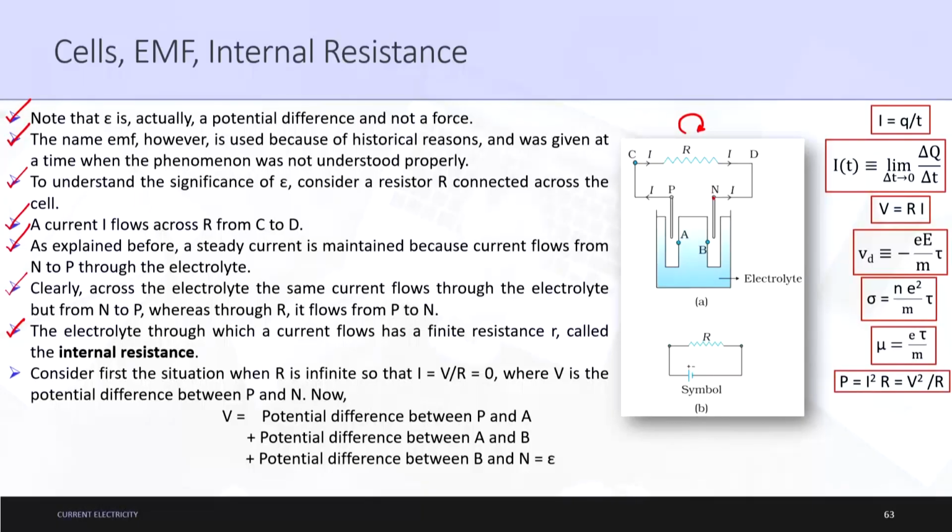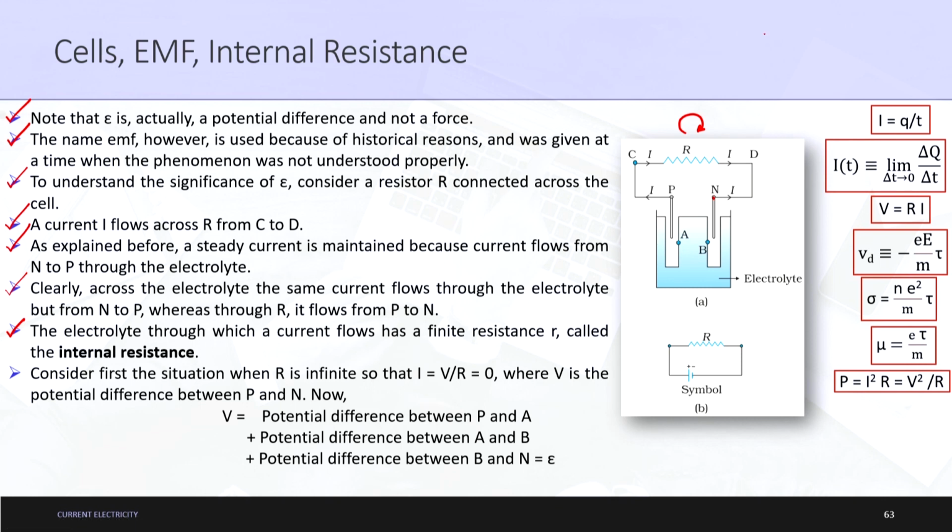Okay. So, the electrolyte through which a current flows has a finite resistance, small r, called the internal resistance. Consider first the situation where capital R is infinite, so that I is equal to V by R, which is equal to 0. So, what is happening here? When we find the current through that resistor R, as the resistance value is very high, there will be no electric current through that portion. So, we can directly assume the value of capital R there.